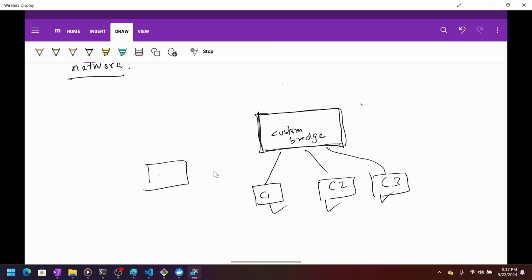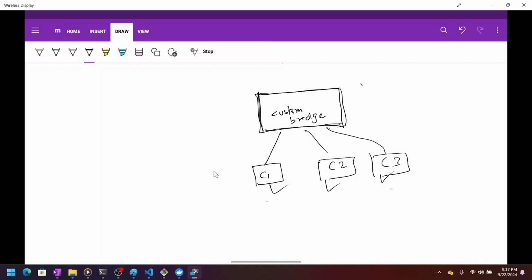Let's say here is the container C4. This will not be able to communicate with C1, C2, and C3 because it is not connected to the same bridge network. So this is the main thing: containers connected to the same bridge network can communicate only between themselves, and any other container which is not connected to the bridge will not be able to communicate with these three containers. Reiterating, containers connected to the same bridge network can communicate between each other, and they're isolated from other containers which are not connected.